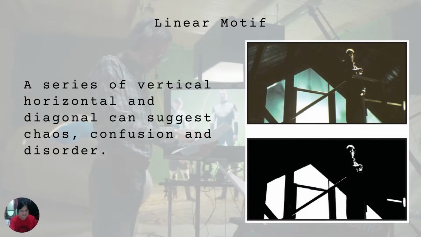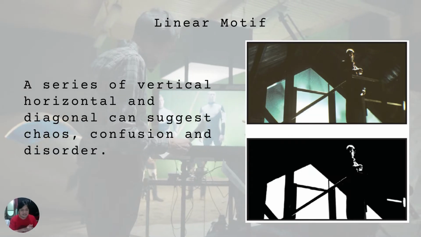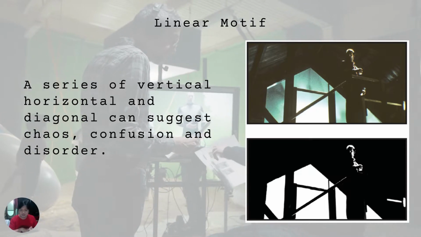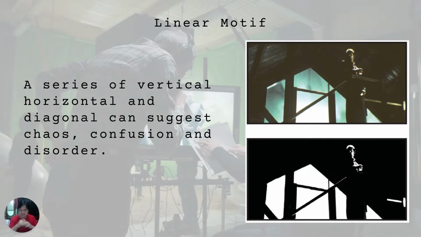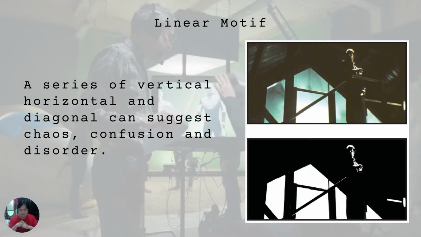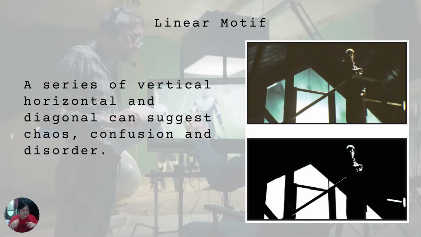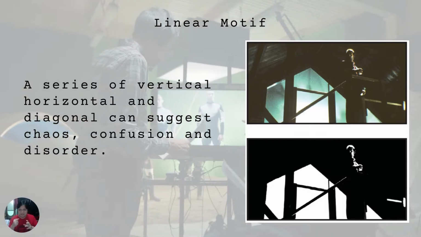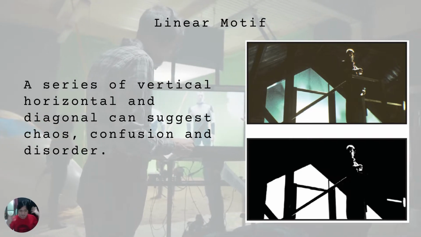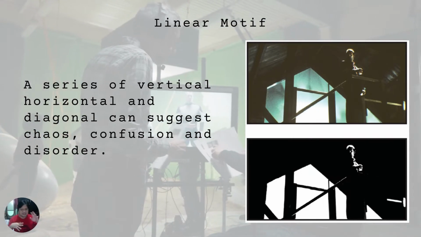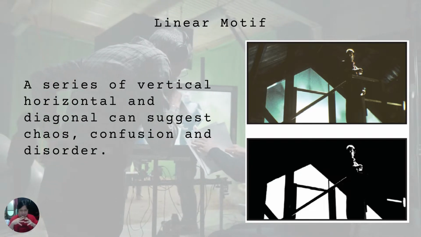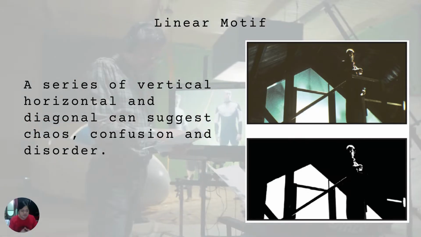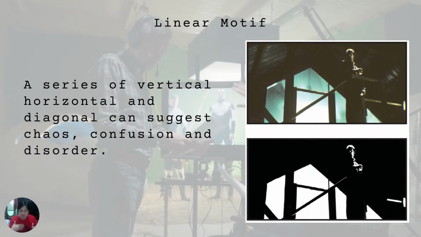Lastly, a series of vertical, horizontal, and diagonal lines can suggest chaos, confusion, and disorder. In this particular scene, you can imagine a very intense, very chaotic scene that one subject is in, and when you look at the background, there are a lot of lines intersecting, a lot of lines involved in this scene. So again, it adds to the emotion of confusion and chaos in the scene.